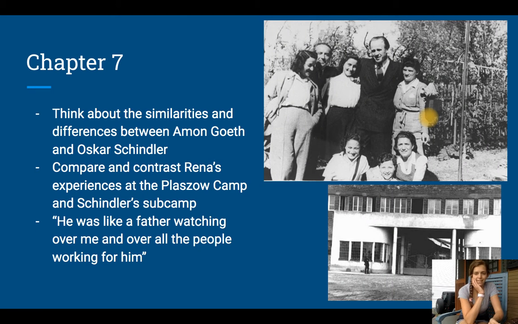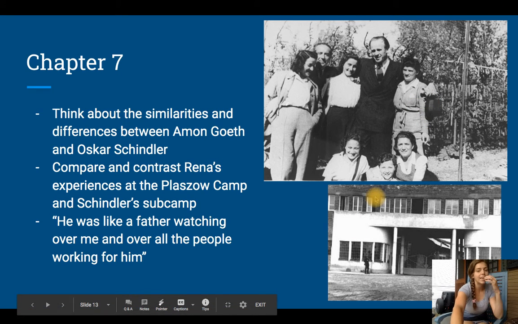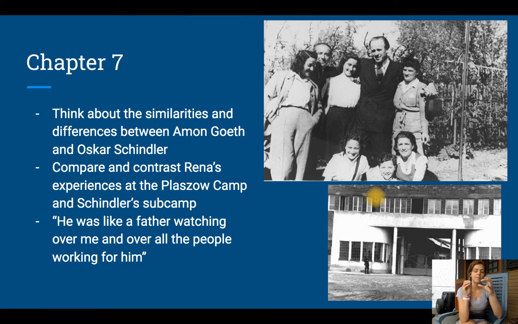All right, Chapter 7. In Chapter 7, we're going to meet Oskar Schindler. He's right here. And we're going to see what's called his sub-camp. So it'll be kind of a separate camp from Plaszow that he runs specifically, and we'll see why that's a little bit different. Okay, so the two things that we're going to focus on comparing and contrasting is Amon Goeth, who we met in Chapter 6, and Oskar Schindler, who we will meet in this chapter.